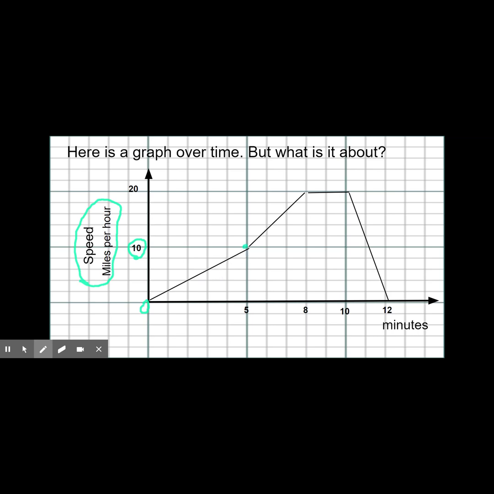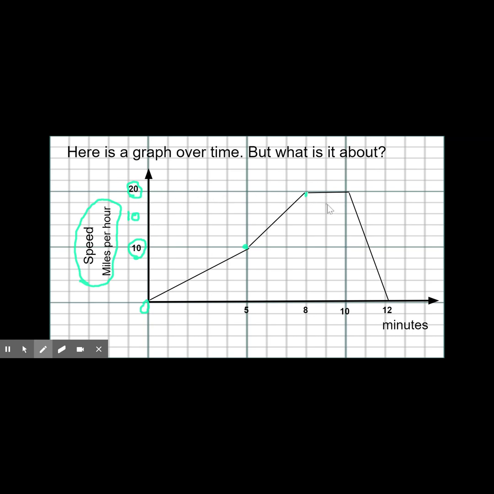From there, the person increases another 10 miles per hour to a total of 20. So here we go, another 10 miles per hour. And again, this is speed. So this person is going faster, accelerating even faster to get to 20 miles per hour after 3 more minutes, from 5 to 8. Now, at this flat part, where the distance graph indicated a rest, the speed graph indicates that this person is riding at a steady pace or a steady rate of 20 miles per hour.